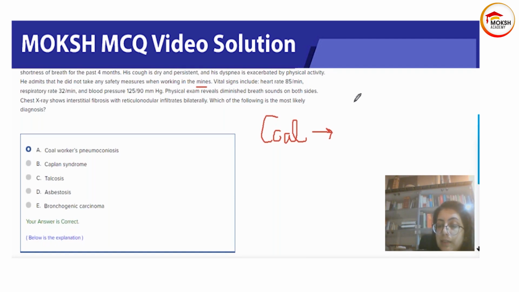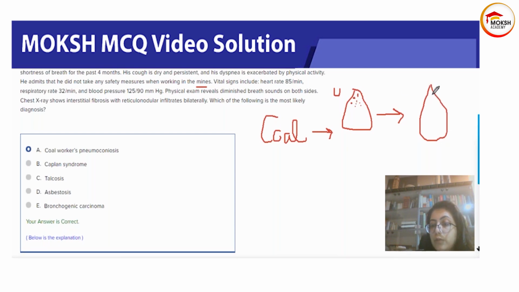If you do an X-ray, what you will see is small nodules in the upper part of the lung. This is the initial presentation. Other than that, once some time has passed, these small nodules are going to coalesce and form cavities, more of a cavitatory lesion, commonly in the upper part. This is coal worker pneumoconiosis.